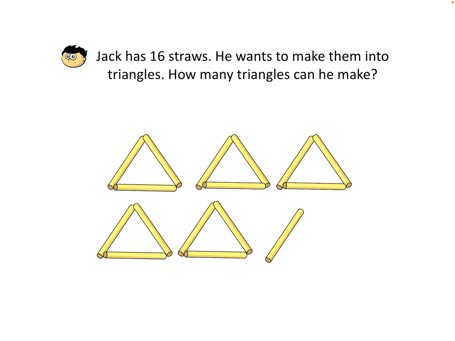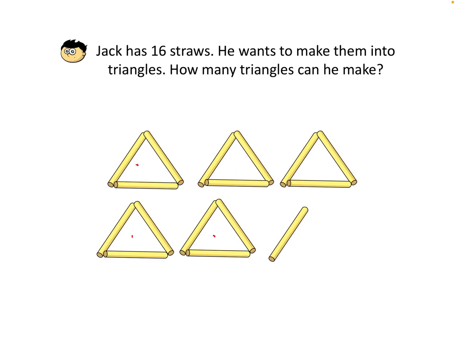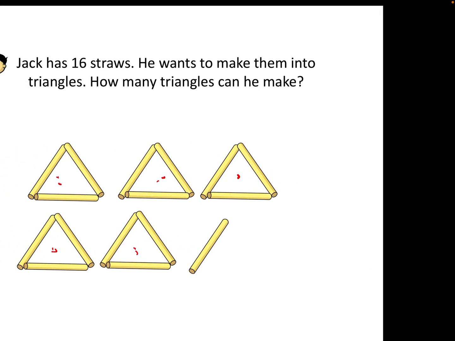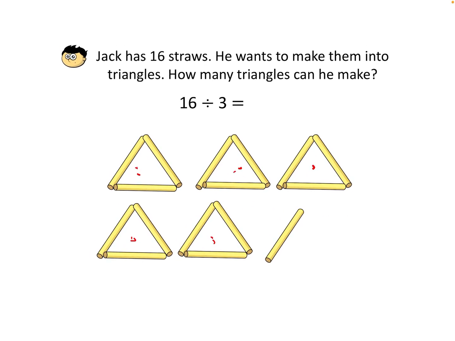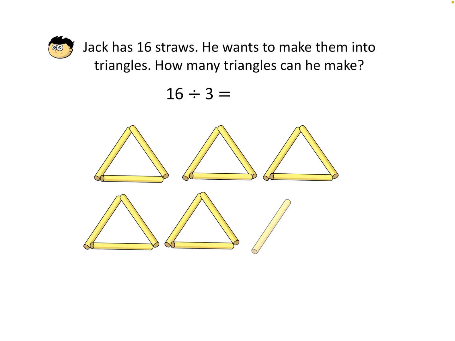Now, Jack has 16. He has his 15, which is the 5, 10, 15, 3, 6, 9, 12, 15, and the 1, which is the 16. So how many can he make? 16 divided by 3 is 5, remainder of 1. If we look at this, 3 times 5 is 15, add our remainder of 1 is 16. So we know that must be correct. So well done if you got that.